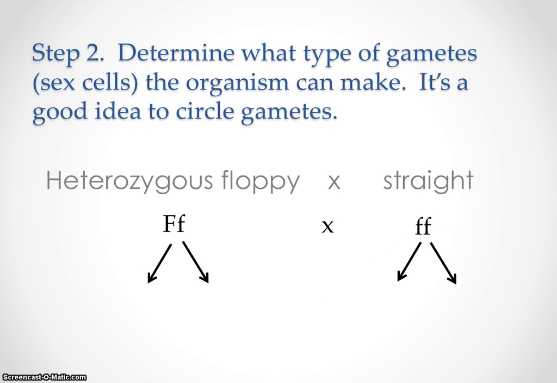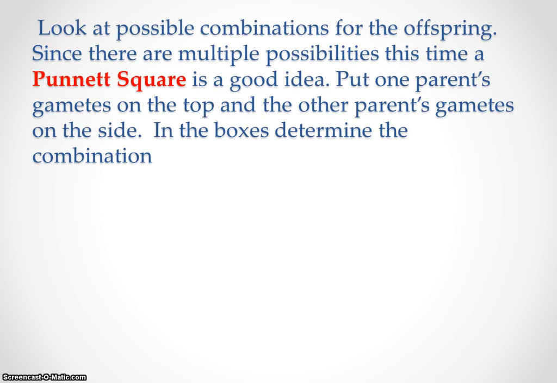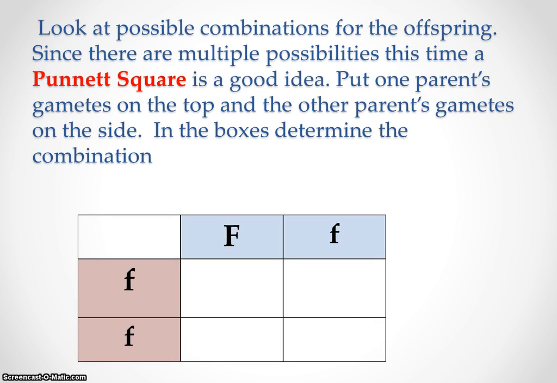Step 2, what type of sex cells can these dogs make? Again, circle your gametes. Big F, little f, we're going to separate our homologous chromosomes, and that dog can make sex cells that are big F or sex cells that have a little f. The straight-eared dog can only make little f sex cells. Again, step 3, good idea to do a Punnett square. I'm going to put the heterozygous dog's sex cells across the top, the straight-eared dog's sex cells on the side.